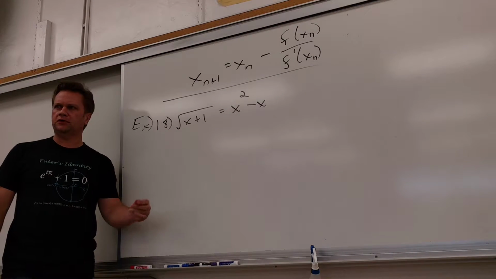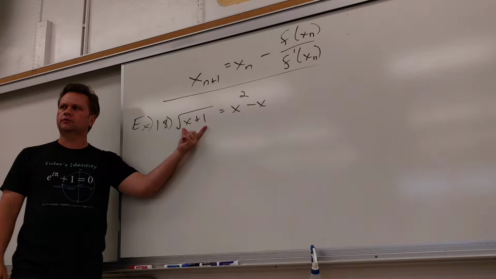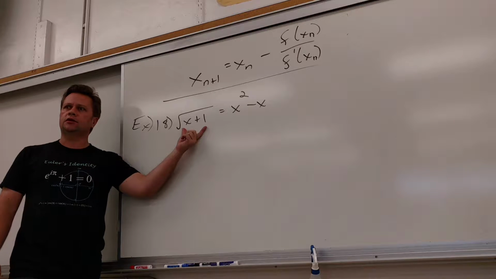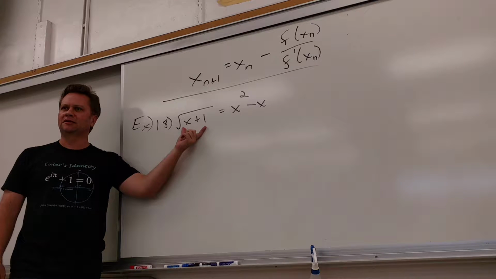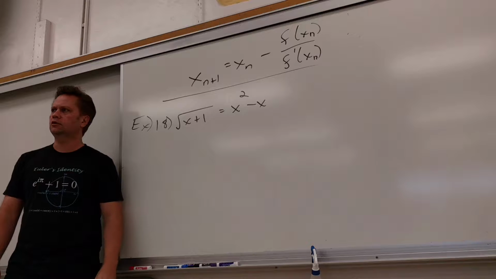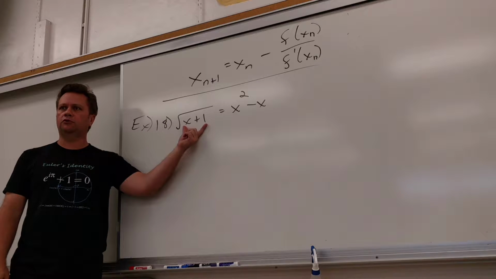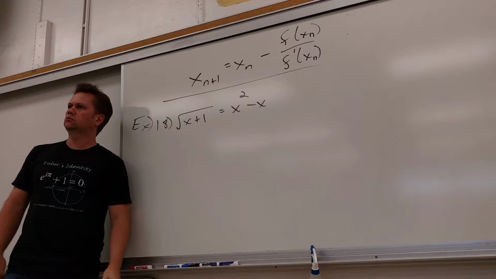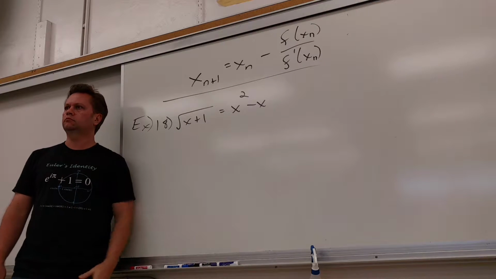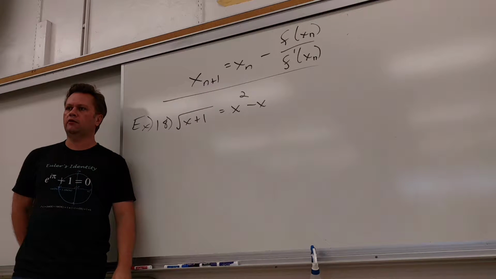Let me make sure everybody's on the right track here. What's the domain of this thing? What's the smallest x can be? Negative 1. Because what's the smallest number you can have inside a square root and not get unreal? 0. So 1 makes the inside 0, negative 1. So negative 1's the smallest it could be. Everything after that's fine.